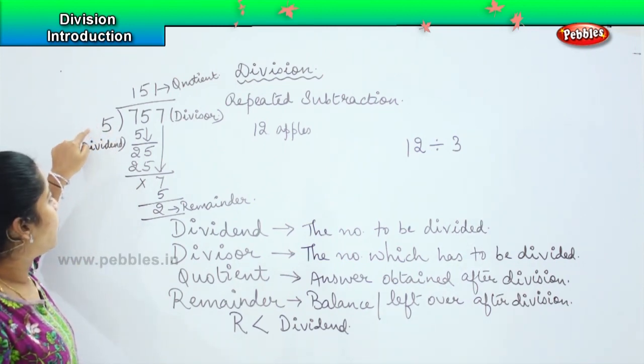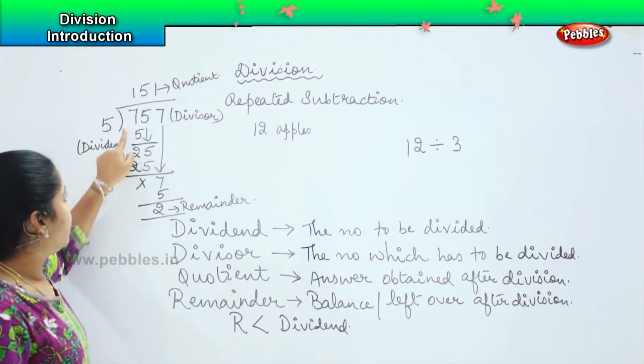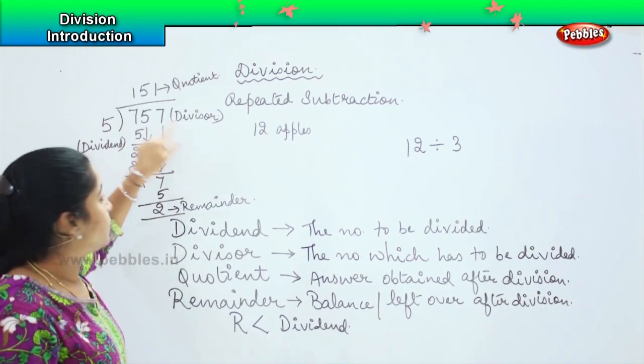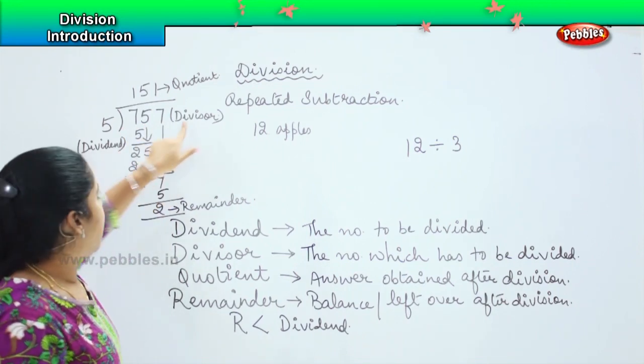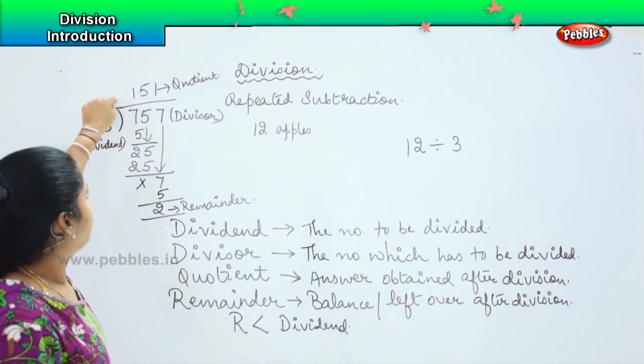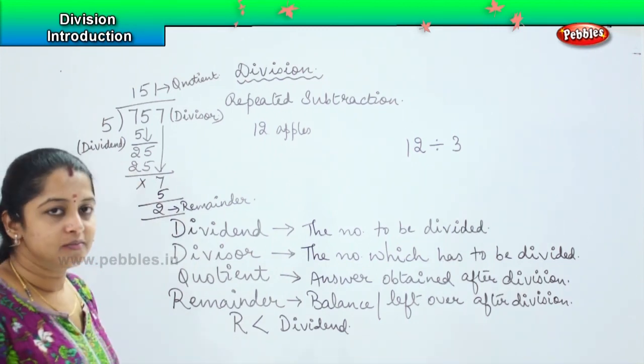The balance left over is called my remainder, where remainder is always lesser than the divisor. The number with which we are going to divide is called my divisor. The number which has to be divided is called my dividend. And after division, the answer which we obtain at the top is called my quotient. So, are you clear with these terms, children?